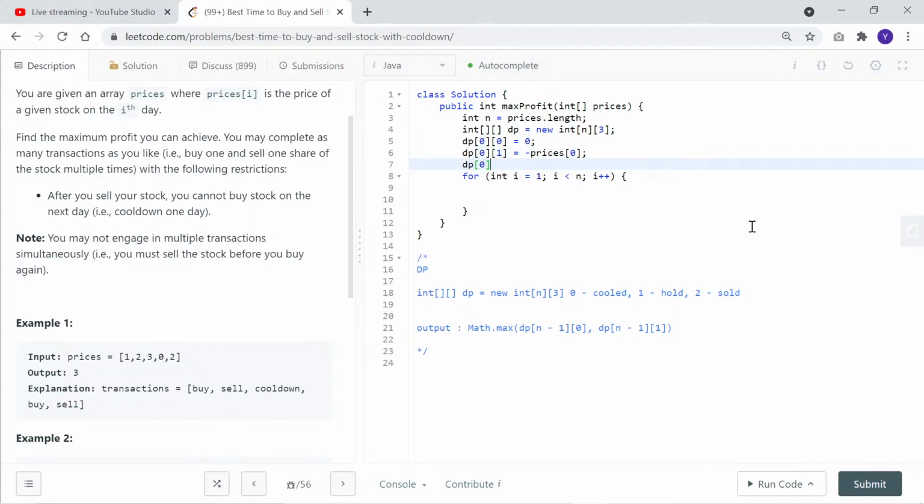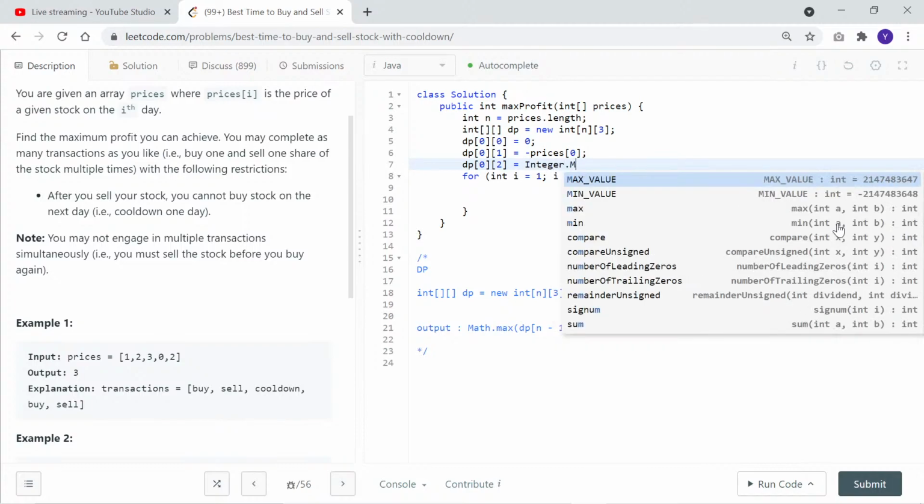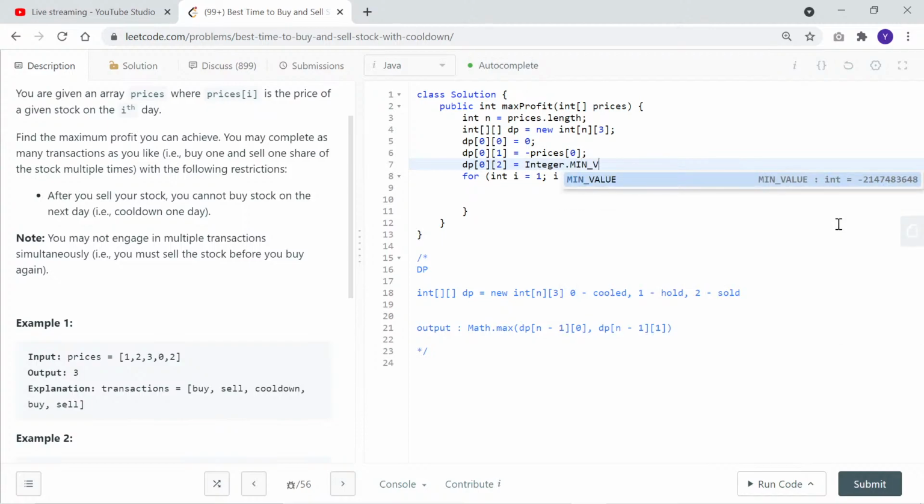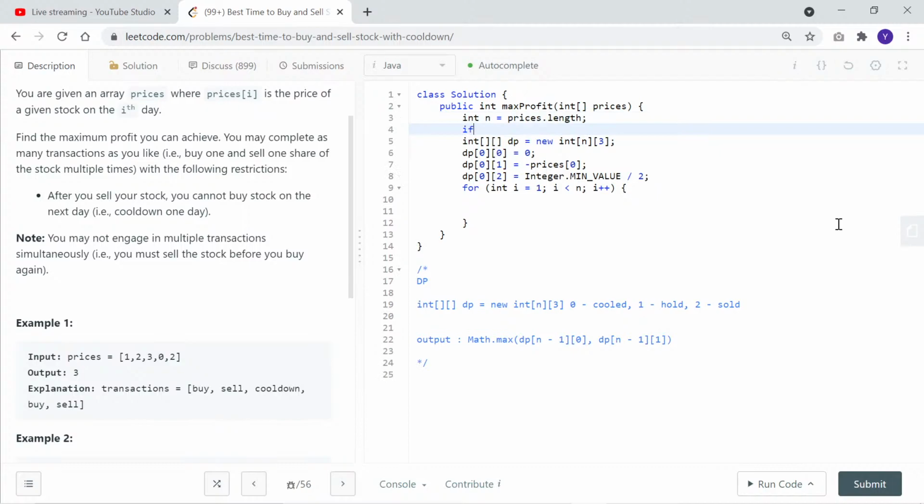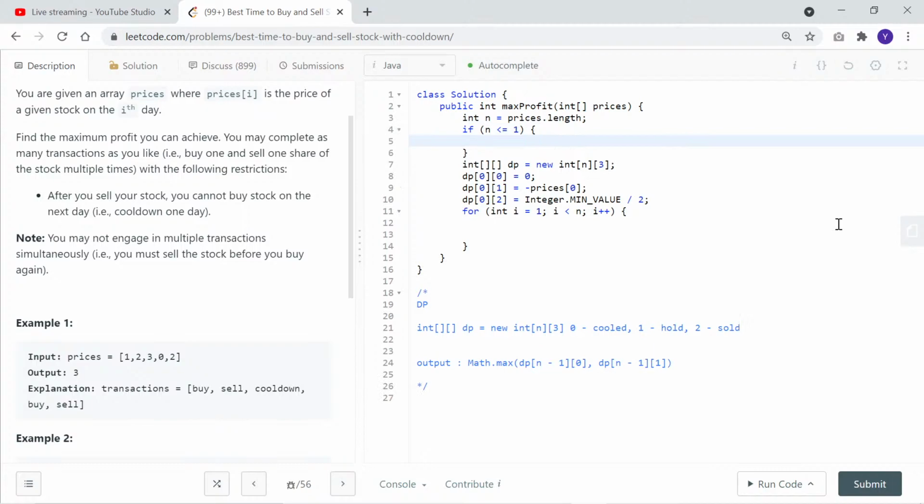dp[0][2] is actually an impossible state, because on the first day we cannot sell the stock. So we can use int min value divided by 2 to represent this state. Another case is if n is smaller than or equal to 1, then it is impossible to have a transaction, so we can return 0. That takes care of this special case.